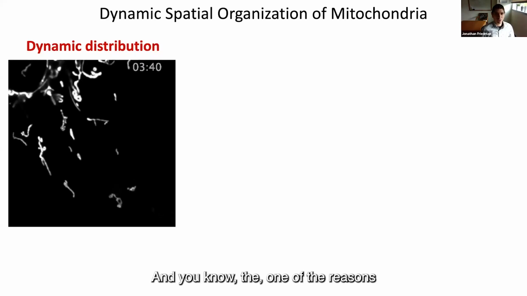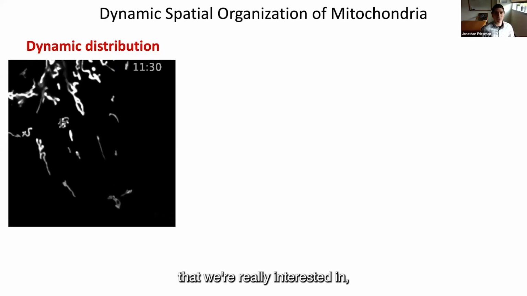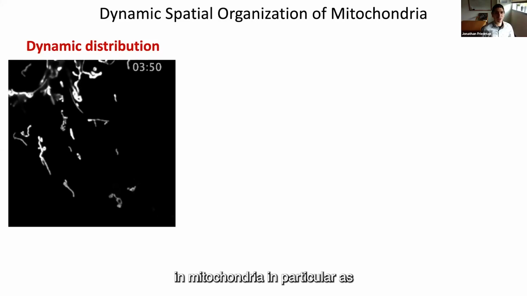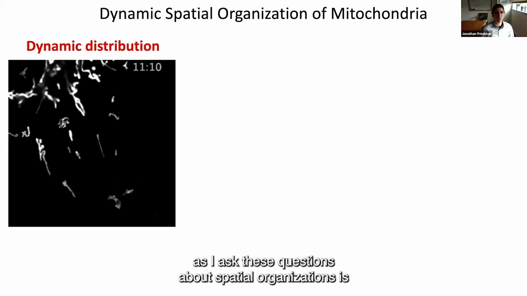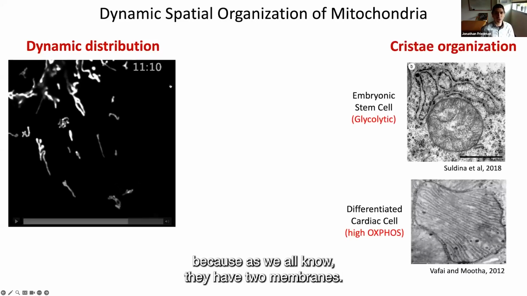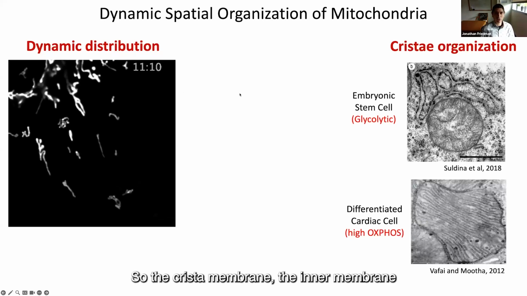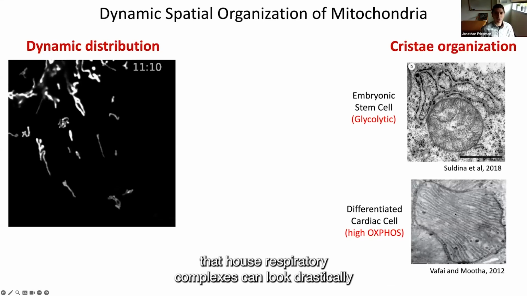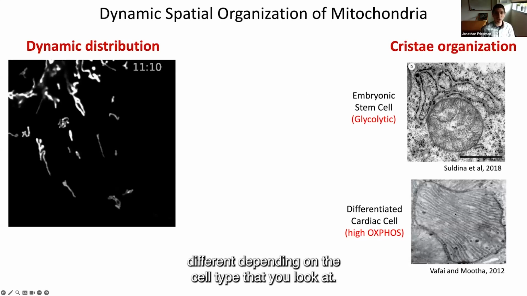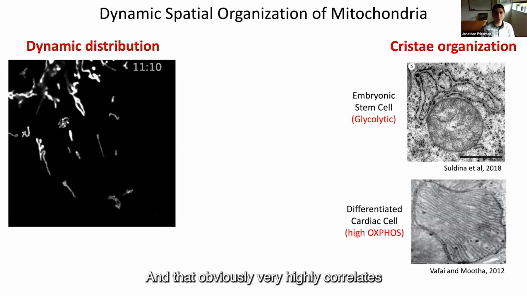One of the reasons that we're really interested in mitochondria in particular, as I ask these questions about spatial organization, is because, as we all know, they have two membranes, and the inner mitochondrial membrane is also highly dynamic and highly spatially organized. So the cristae membrane, the inner membrane that forms these invaginations that house respiratory complexes, can look drastically different depending on the cell type that you look at, and that obviously highly correlates with the different respiratory demands that different cells need.